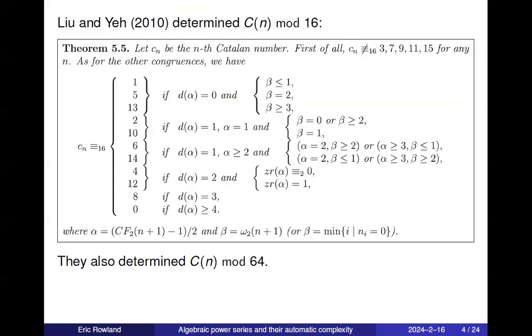A couple years later, there's a paper that determined the nth Catalan number modulo 16. This involves a bunch of other functions that I'm not going to define, this D and CF2. All these things basically have something to do with the base 2 representation of n. And in the same paper, they also determined the nth Catalan number modulo 64.